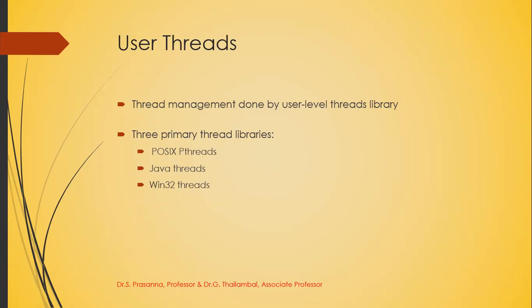User threads. Thread management is done by a user level threads library. Some examples of user level threads are POSIX Pthreads, Java threads, Win32 threads. Win32 is the Windows 32-bit system, and whatever Windows 32 process we execute, when it starts its execution, a thread will be correspondingly started. And whenever the process gets stopped, the thread will also be stopped. Similarly, Java threads. Any Java program, when you start executing, a thread corresponding to the Java program is in process. Once the execution is over, the thread will also be stopped.